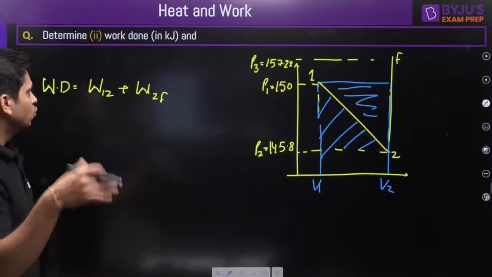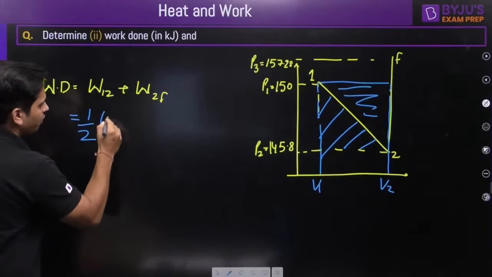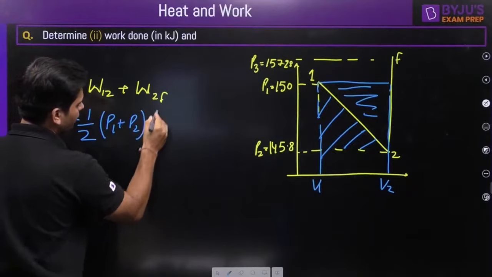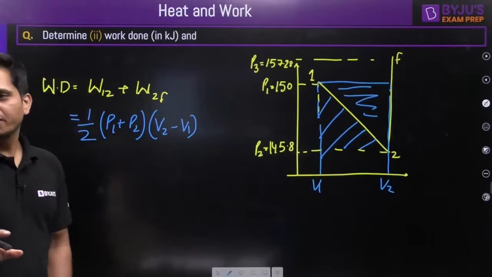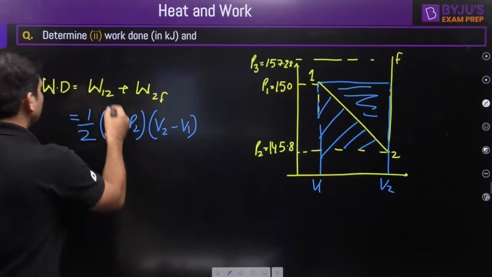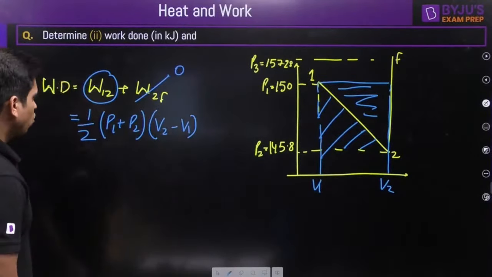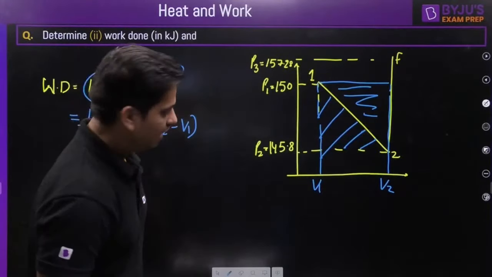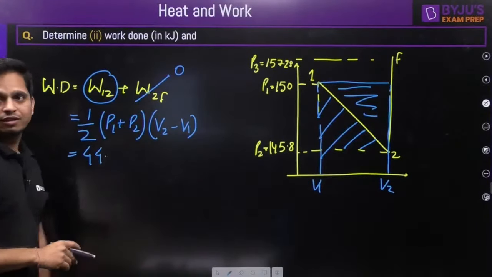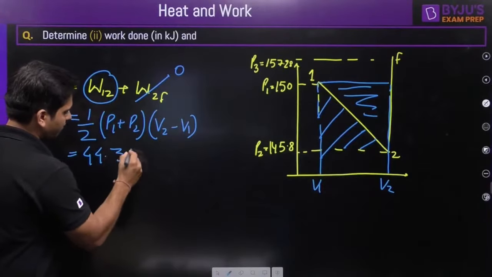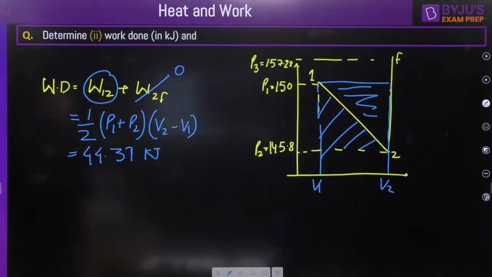We can cut that. So if you solve that, we can do half of (P1 plus P2) times (V2 minus V1). It's the same thing. If you do the derivation, you will find out. The work from 2 to final is 0, because it is constant volume work. So when you do that, Bhavya has calculated it is 44.37 kilojoule. That is absolutely correct.